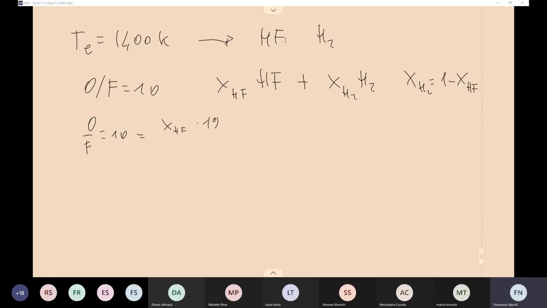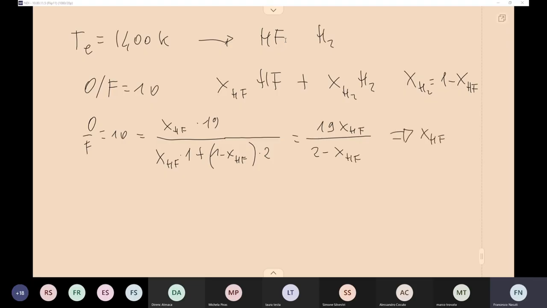19 is because I'm computing the atoms of fluorine. So XHF by 19, divided by the other one here, of course, multiplied by H. And here I have plus XH2, which is 1 minus XHF, that multiplies 2, which is the molar mass of hydrogen, right? And from this equation, here I have it goes minus, so it's 2 minus XHF. We have that this is equal to 20 over 29, that is 0.69 roughly, and as a consequence, XH2 is 0.31.